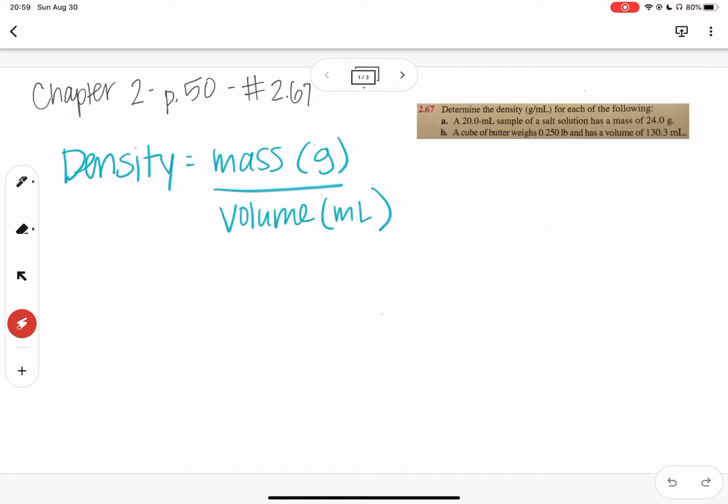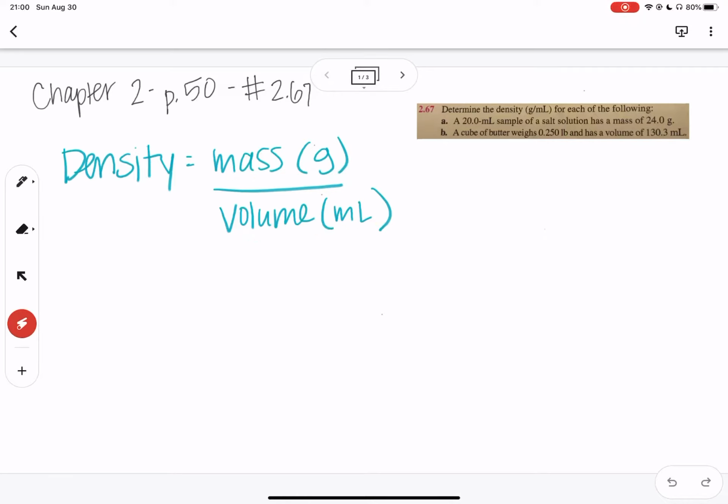So first I want to talk about density. Density is a property of matter. It's an intensive property, which means it doesn't matter how much matter you have. It is independent of the amount of matter. If it's a certain type of matter, it's always going to have this certain density. For example, water is always going to have a density of 1 gram per milliliter, no matter how much water you have. So, density is equal to mass in grams over volume in milliliters.